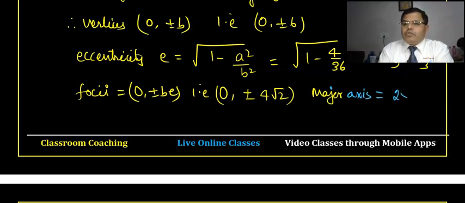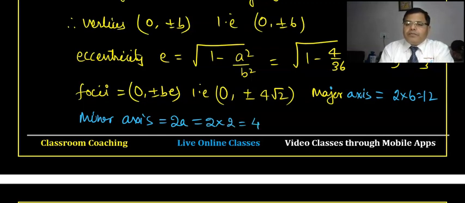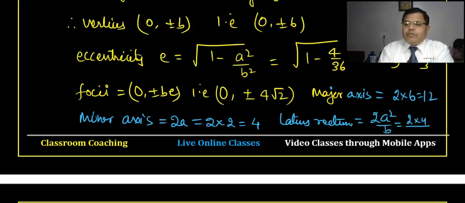2b, that is 2 into 6, that is 12. Minor axis is 2a, that is 2 into 2, which is 4. And latus rectum is nothing else but 2a square by b, that is 2 into 4 by 6, that is 3. So 4 by 3 is the length of latus rectum.